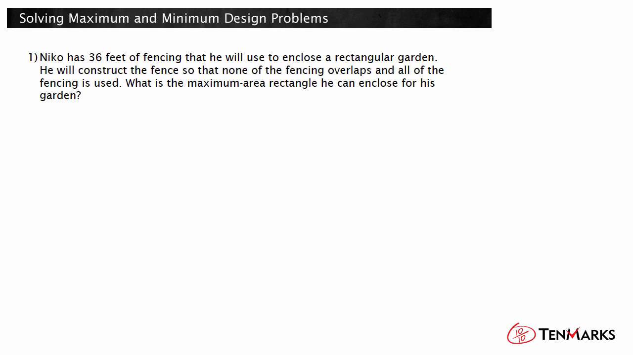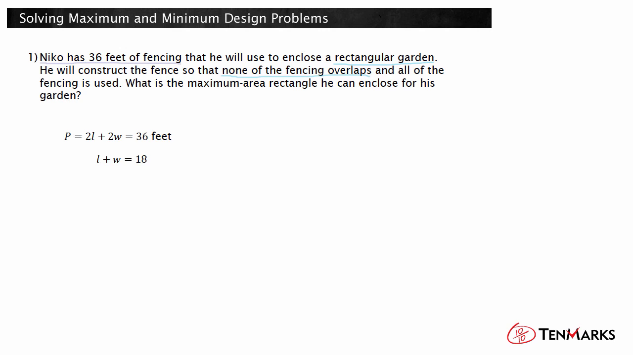Nico has 36 feet of fencing that he will use to enclose a rectangular garden. He will construct the fence so that none of the fencing overlaps and all the fencing is used. What is the maximum area rectangle he can enclose for his garden? We know Nico has 36 feet of fencing. He is making a rectangle, and he is using all the fencing with no overlap. So the perimeter of the garden is 36, and the length and width have a sum of 18.